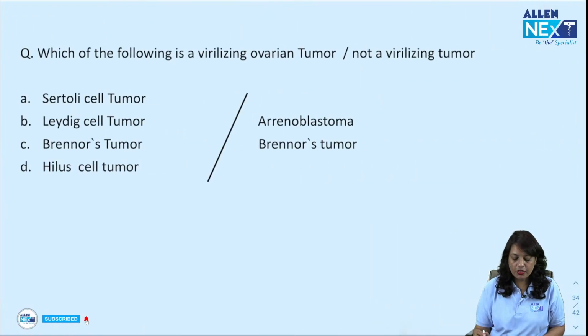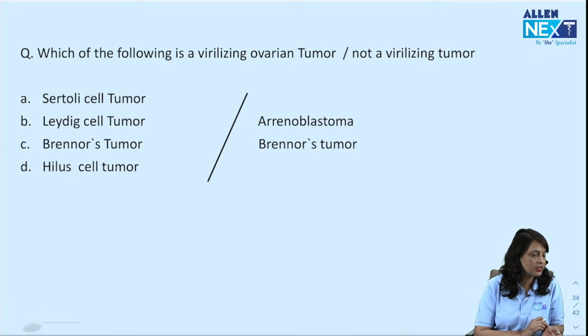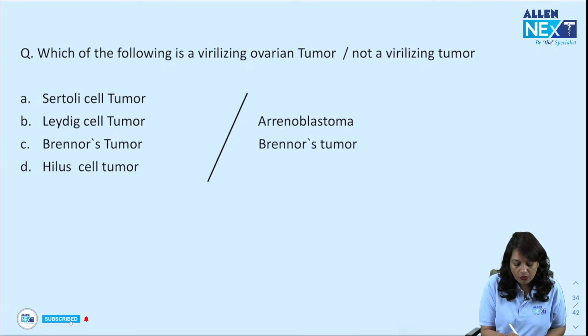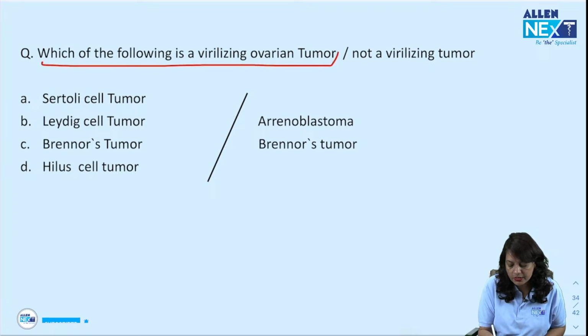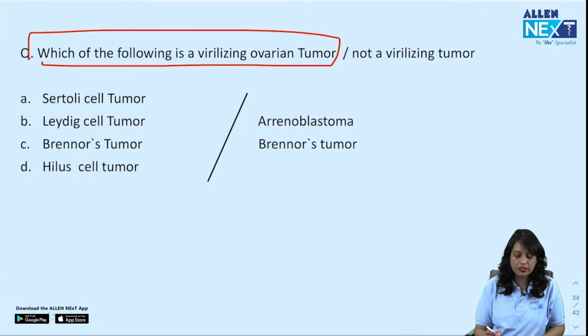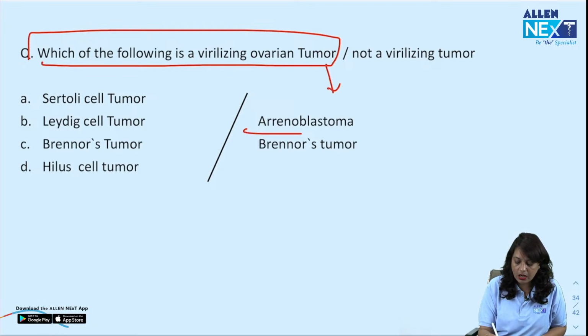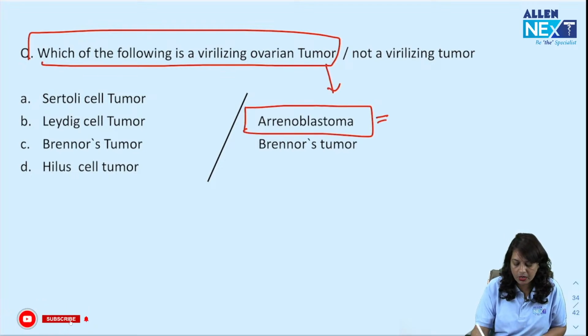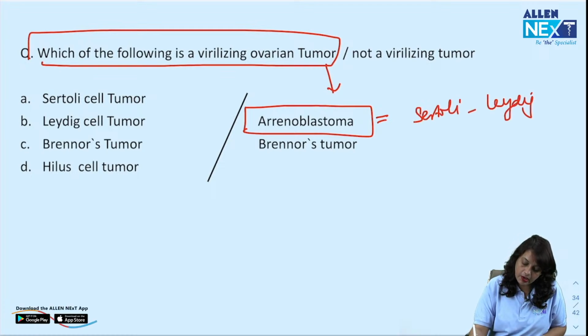Now, which of the following is a virilizing ovarian tumor? Again, different sets of students have sent me different questions. One set of students told me this was the question in the exam: which one of the following is a virilizing ovarian tumor? Then the answer is arrhenoblastoma, which is Sertoli-Leydig cell tumor.